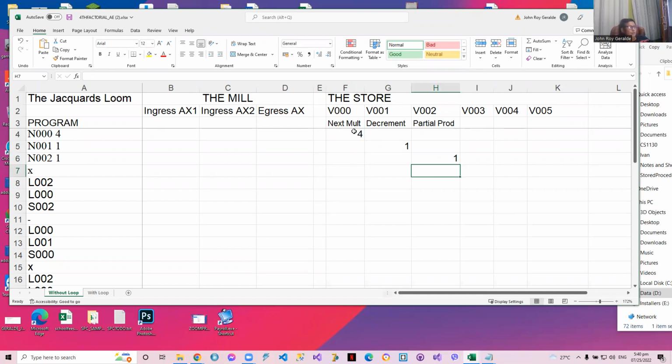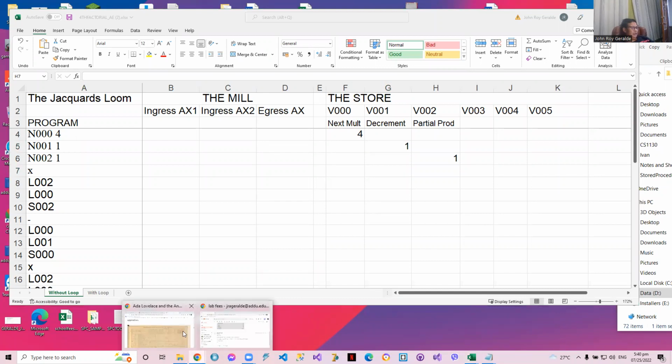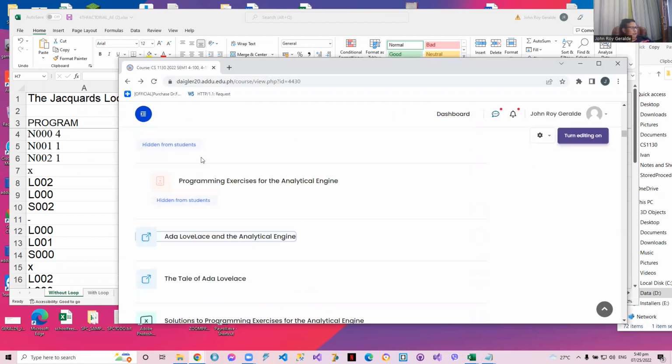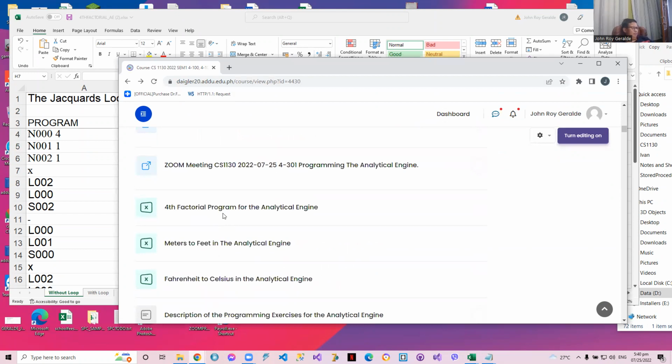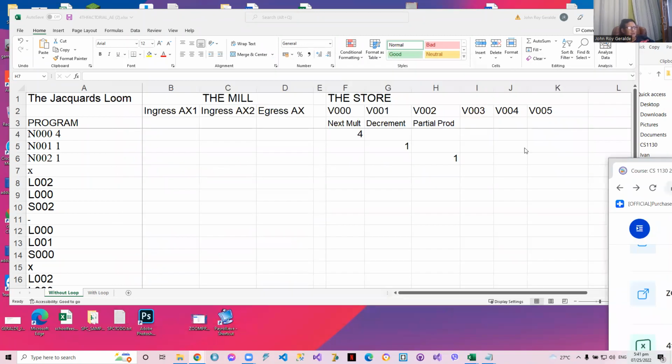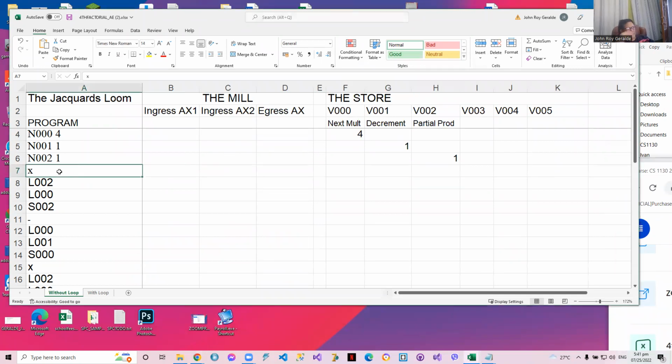Do you follow? You can download this worksheet now, by the way, in our Dagler site. Nandito sa ating Dagler site. Ito, no? The fourth factorial program. Okay, do you follow? You download this worksheet. I just erased the content so we can trace it from scratch. The next card is a times. This is a variable card. The first 3 cards are numeric cards, no? Times, which means that the next operation will be a multiply.